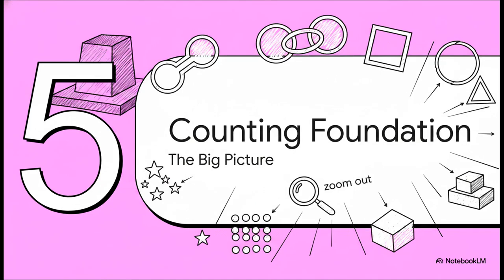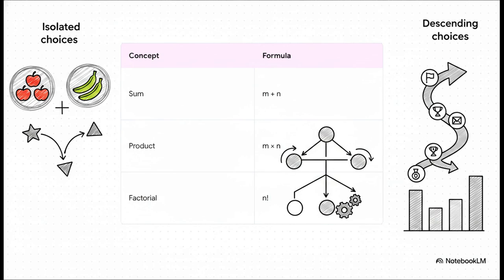Section 5. The foundation of enumeration. All right, it's time to view these three concepts not just as abstract math equations, but as the unbreakable logical foundation of all counting. We start with the rule of sum, which is just simple addition for isolated choices. Then we step up to the rule of product, which is multiplication for sequences of choices. And finally, the factorial, the cascading, ultimate expression of multiplied descending choices. Together, this is an escalating shortcut that entirely bypasses the need to manually count the world around us.